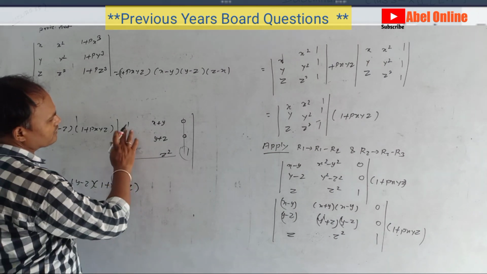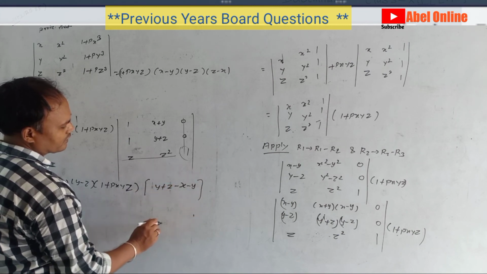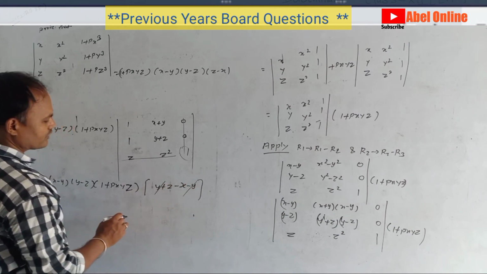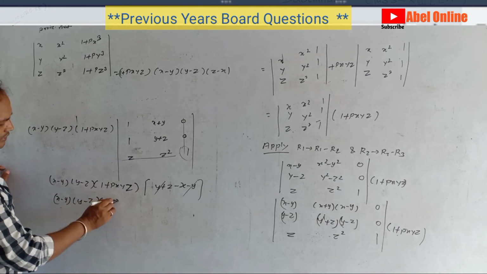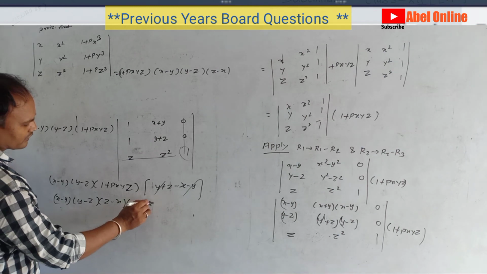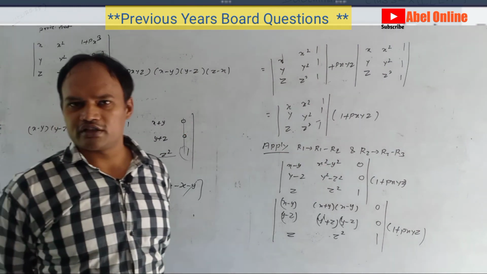What about here? It is y plus z minus x minus y, so y is cancelled by y, so it is x minus y, y minus z, z minus x and 1 plus p x y z. So students, this is your answer and this is the RHS. So we have completed it successfully, we have done the previous year's questions.